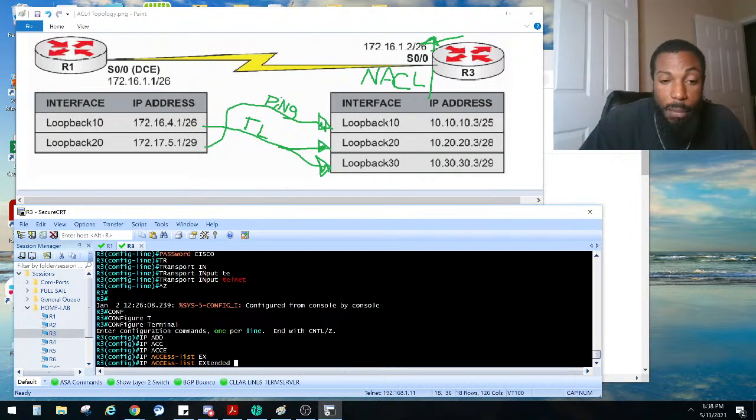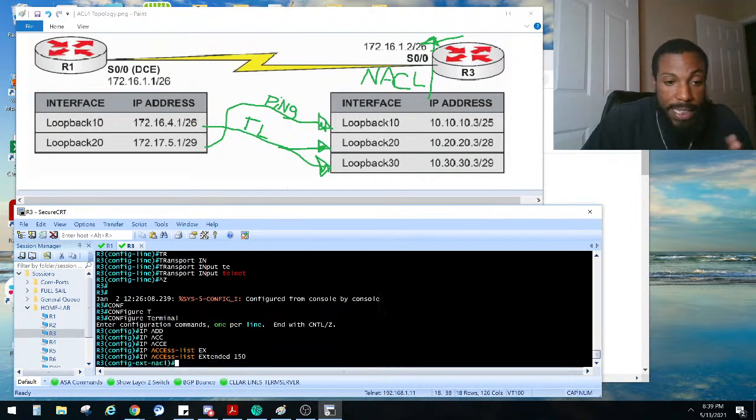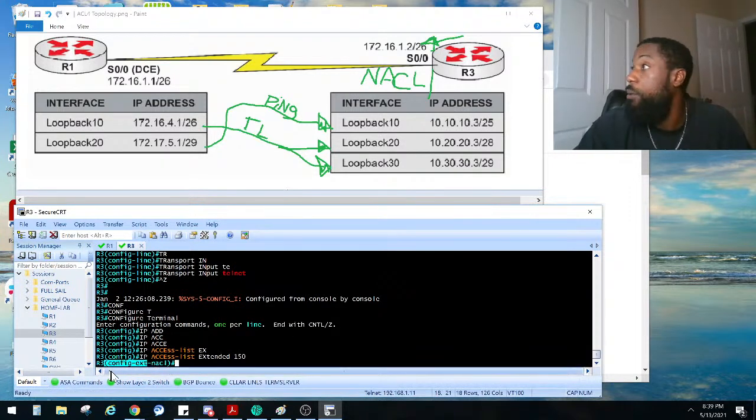So y'all go ahead and pick a number. I'm going to pick 150. That's going to put us in numbered ACL extended configuration mode. Right, there's a bunch of numbered modes.